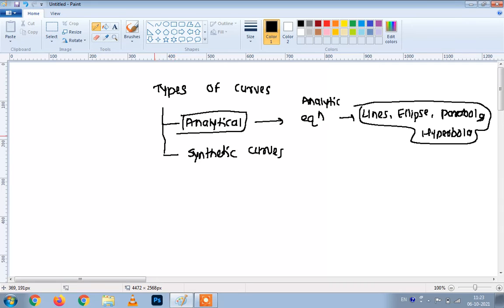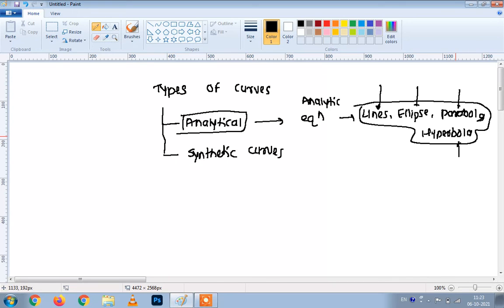Now, what are the different applications of analytical curves? These particular curves are used to represent the profiles of various engineering entities and components. In modeling also, many times we need lines, ellipse, parabola, hyperbola to draw any object.